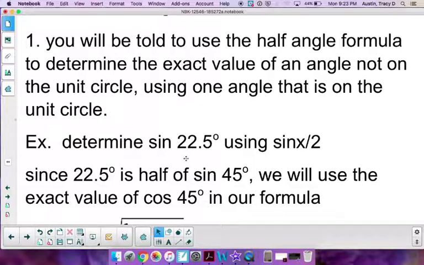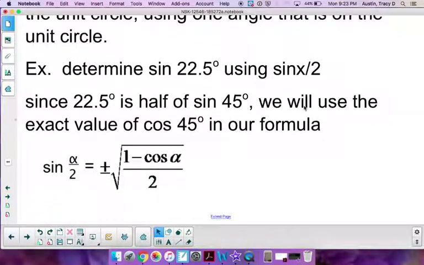And remember that all the half-angle formulas are cosine, okay? None of them have sine, none of them have tangent in them. Even if you're finding a half-angle for sine, you're still using the cosine value, okay? Look at your half-angle formulas. They all have cosine in them.